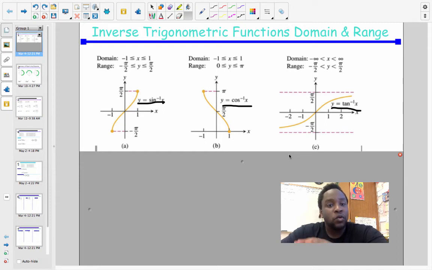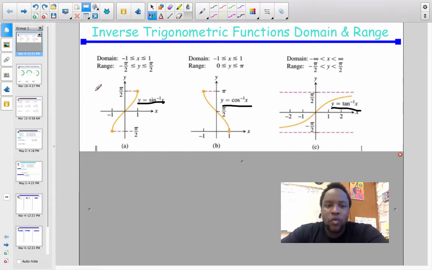We're going to start working with inverse trig functions today. We talked at the end of last class about how to graph them: y equals inverse sine of x, inverse cosine of x, and inverse tangent of x. And we talked about the domain and the range for inverse sine, inverse cosine, and inverse tangent.